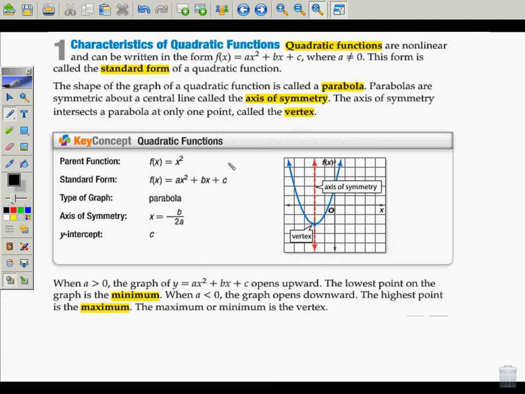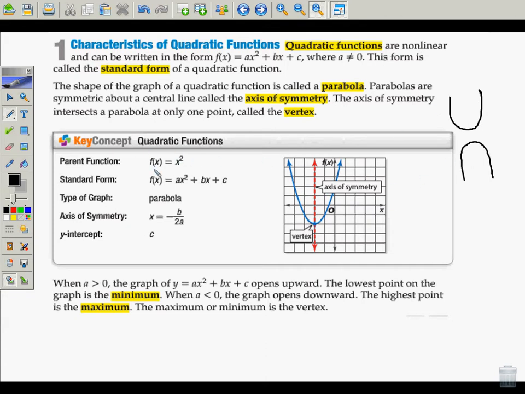Now, the parent function is called x squared. That means every graph we have of a parabola or of a quadratic function is going to look like the graph of x squared. So every graph will either look like a u or an upside down u. Okay? Obviously some may open more, some may be steep, but they're all going to be similar to that shape. That's why we have this parent function.